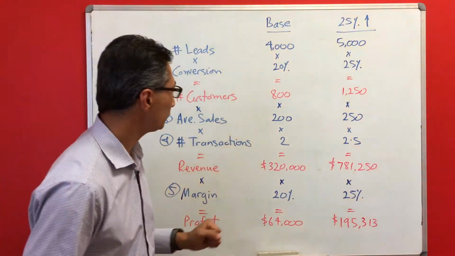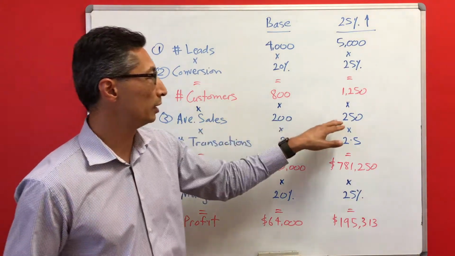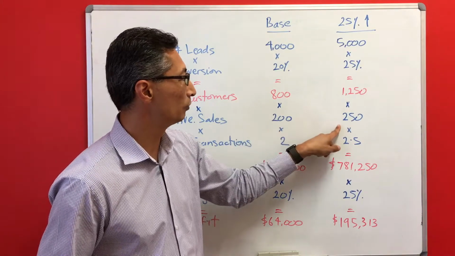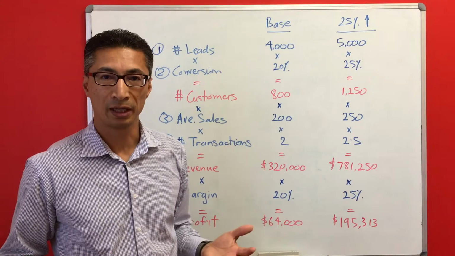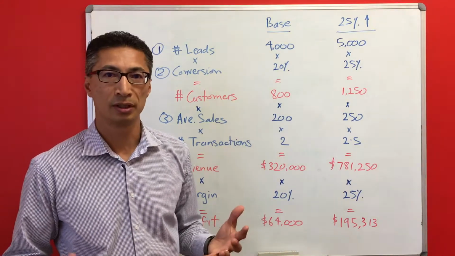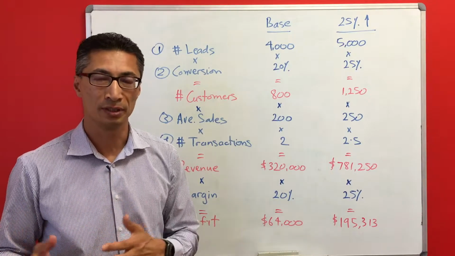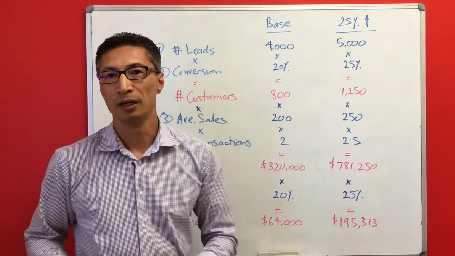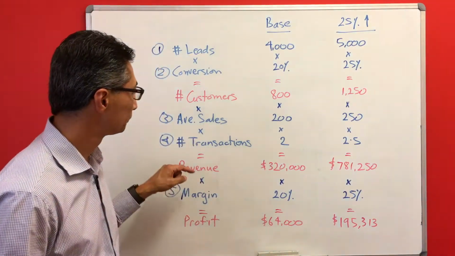Then we look at how to improve the average dollar sale. In this case, we've increased it by 25% from $200 to $250. That could be things like increasing your price, or repackaging and bundling products. There's a whole range of things you can do, and once again, it depends on the business. If you're a retailer, you'll use certain strategies. If you're a tradesperson, you'll use different strategies.